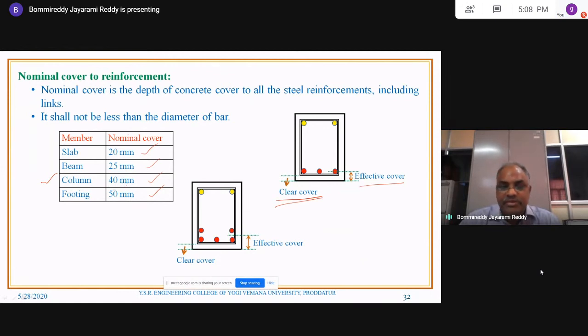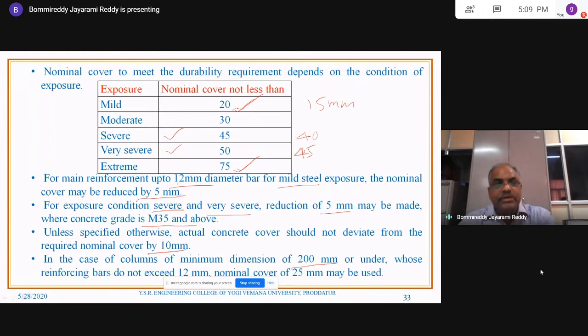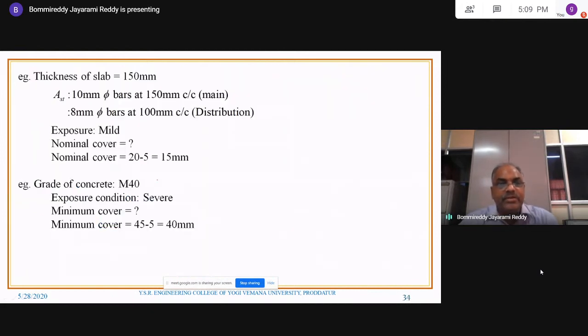But if the column size is very small, 200 by 200 or even less, and at the same time 12 mm bars are used, the clear cover can be reduced to 25 mm. So like that, certain things are there. One or two examples, and I will close it.